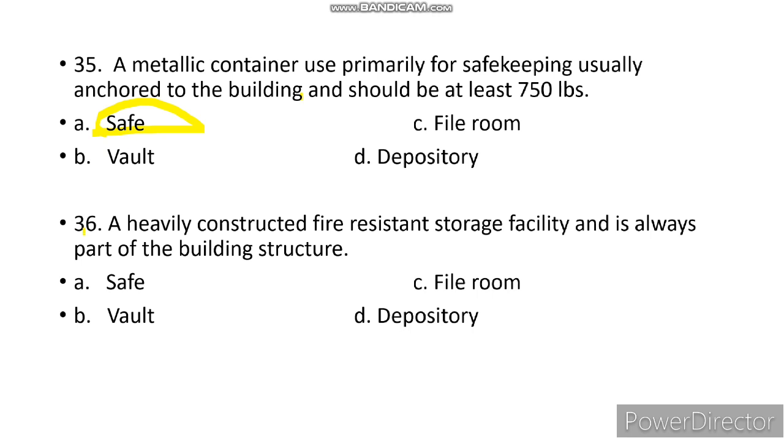36. A heavily constructed fire resistant storage facility and is always part of the building structure. It's always part of the building structure. That's vault.